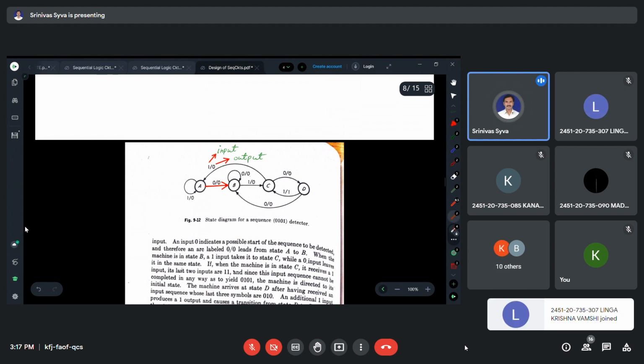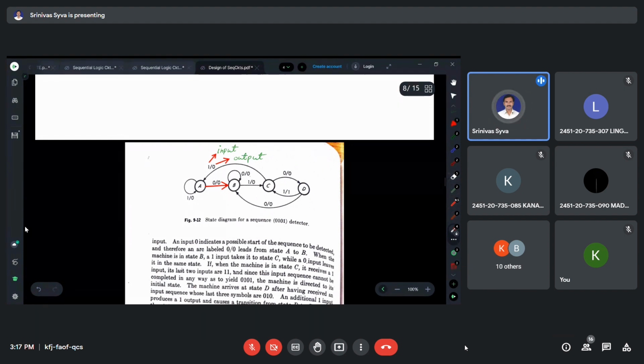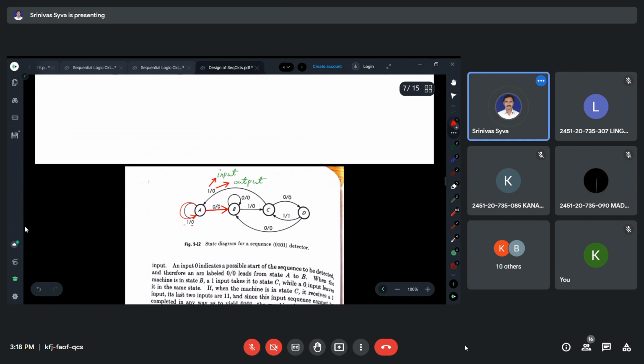Next, suppose instead of 0 we are receiving 1 as the first bit. So what happens? The machine will remain in the state A only. So like this we will indicate. The machine will be maintained in the state A only. Okay, so input is 1, we have got, output is 0. So I will show here like this.